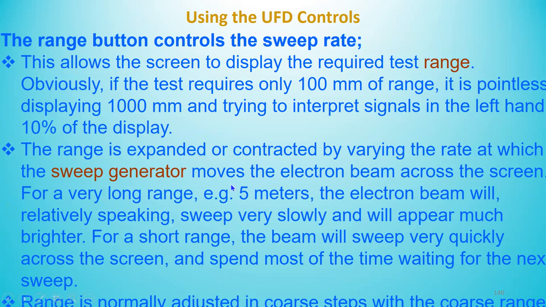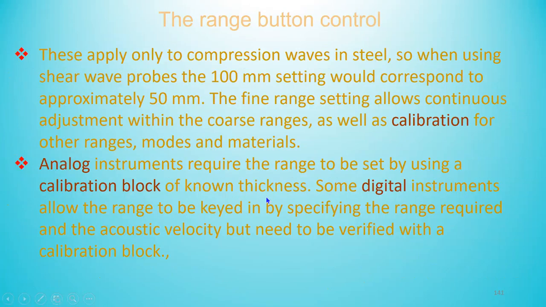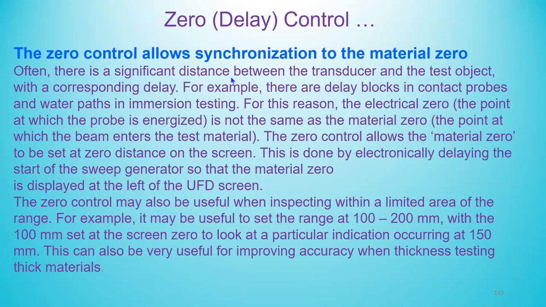The range is expanded or contracted by varying the rate at which the sweep generator moves the electron beam across the screen. So these are needed for calibration and all things. How you calibrate, we'll see. The zero control allows synchronization of the zero to the material zero. Zero or delay control.